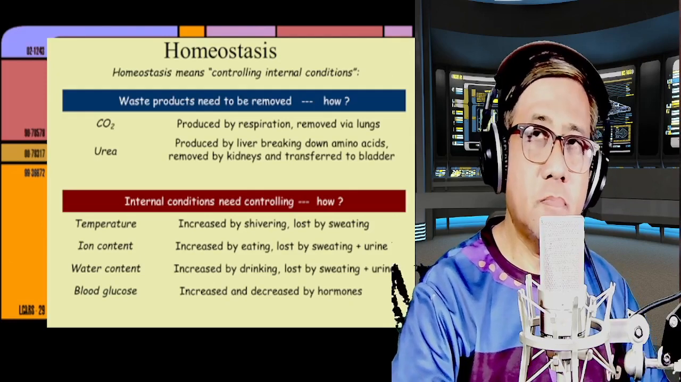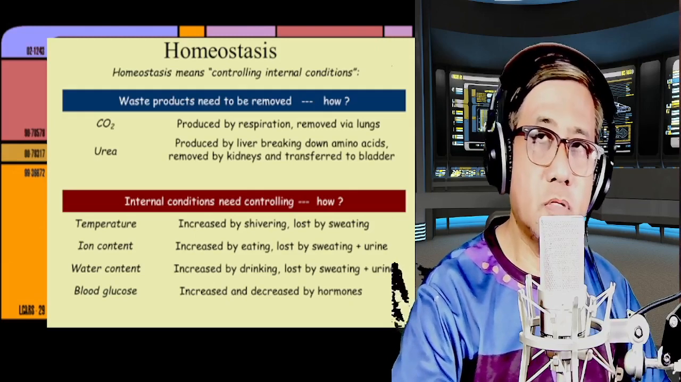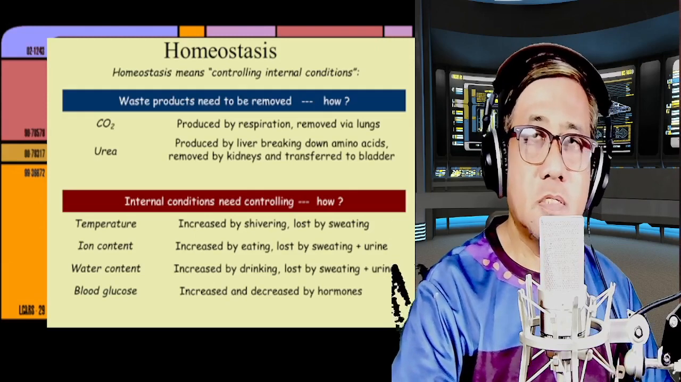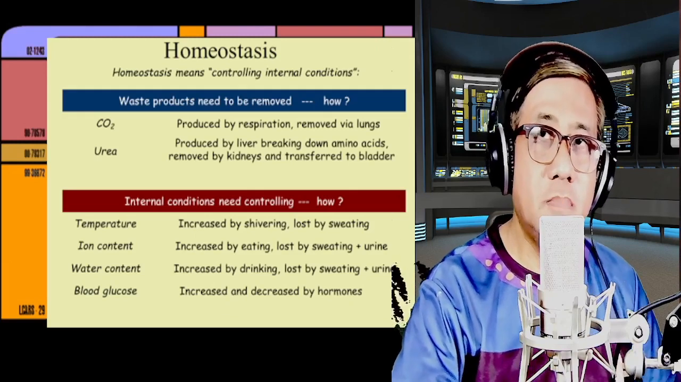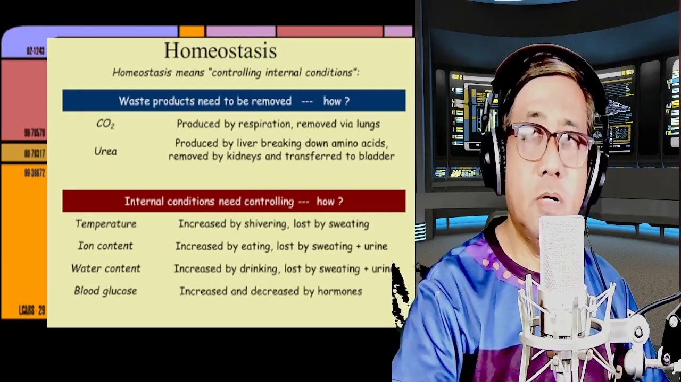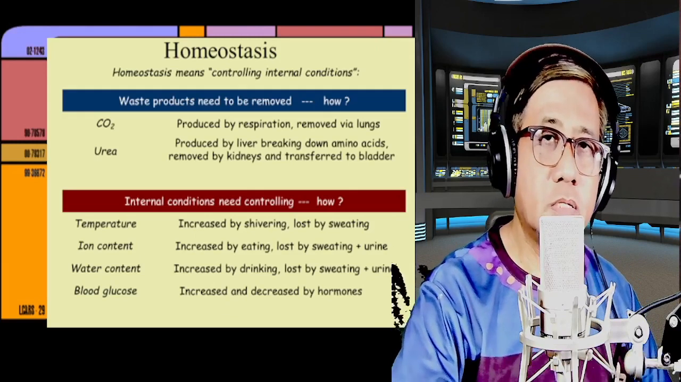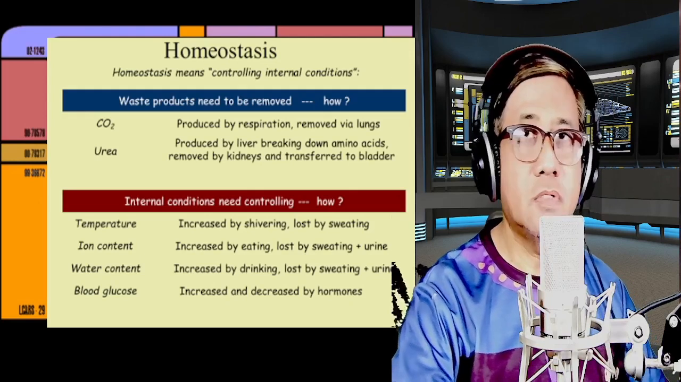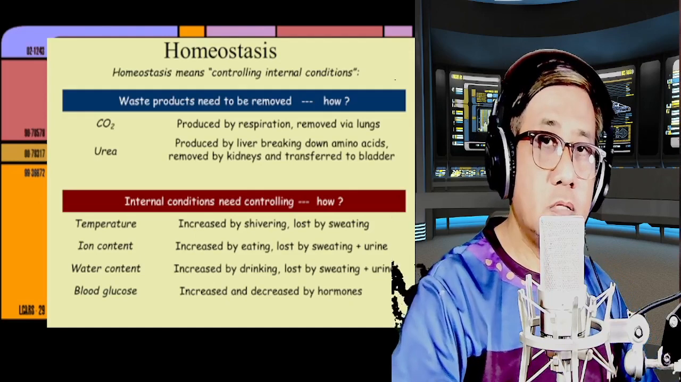Now, the regulation of ion content, for example, if there is an increase or decrease in sodium or potassium ion content, then we maintain that by eating. So let's say if the potassium content is low, then we increase it by eating bananas. Or for example, if there's too much sodium, then we can remove excess sodium by sweating, and also through our kidneys. Certain ions can be removed via the kidneys and through urinating.